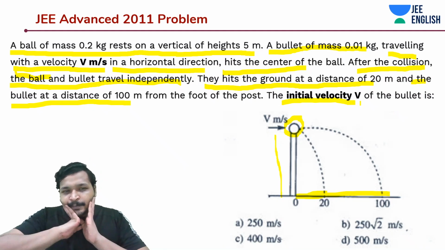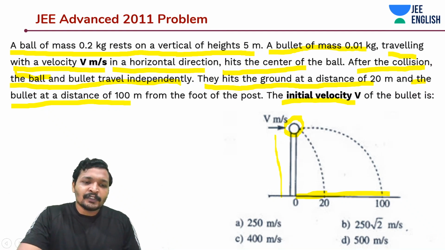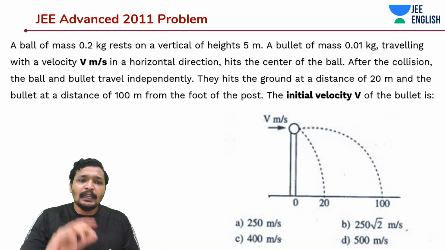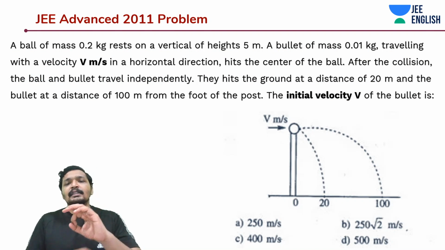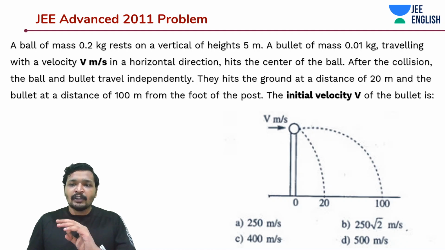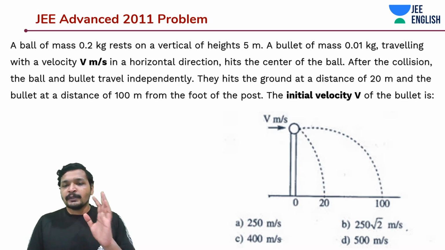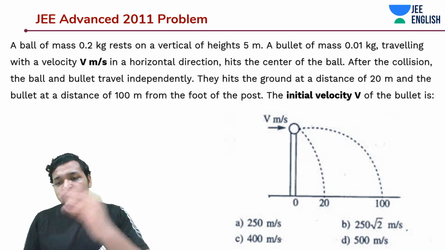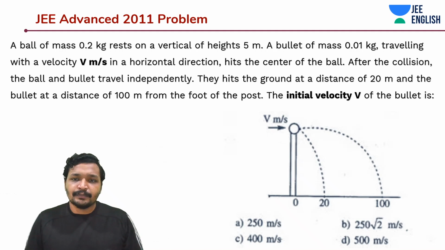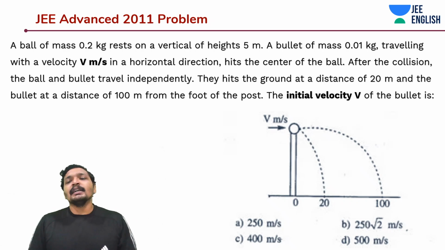It's basically a problem that we saw earlier. So in a short sentence, there is a ball at rest and it is hit by a bullet traveling at some velocity, and this ball is reaching 20 meters from the foot of the post, which means 20 meters range, and the bullet has traveled 100 meters range. So there is a collision happening over here and we have been given the range. So we need to calculate the initial velocity of the ball to find out the initial velocity of the bullet. That's the first step.